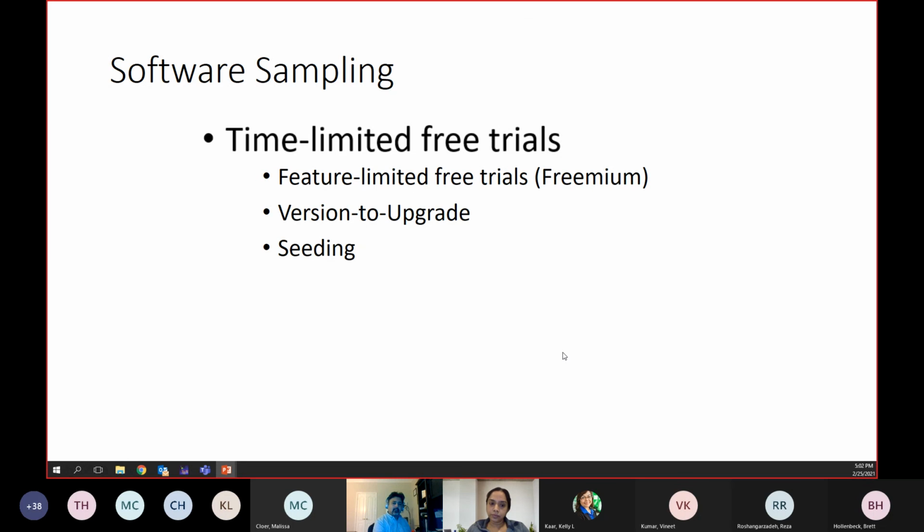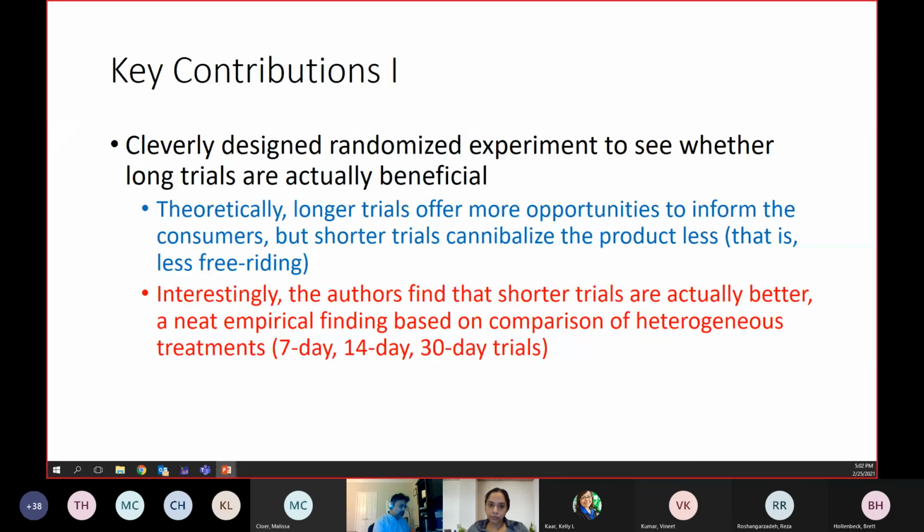Now, what are some of the key contributions of this paper? There are actually many contributions. I worked on these trials, not a lot, but a little bit. I worked on theoretical papers in this area. But I think there are a lot of contributions in this empirical paper. First of all, it has a very nice randomized experiment to see whether longer trials are actually beneficial.